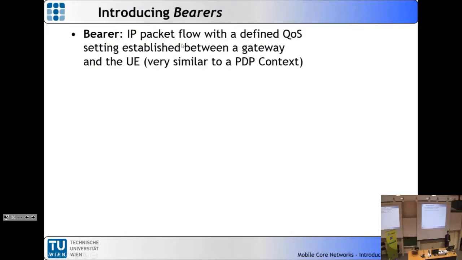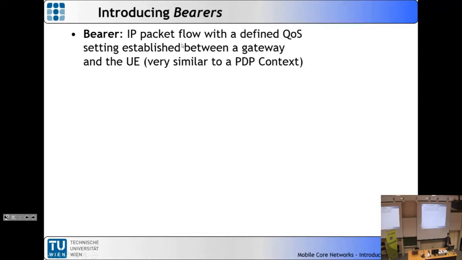Now we have talked a lot about bearers and not so much anymore about PDP context. Well, bearers are actually, and this is just copy-pasted, IP packet flow with a defined quality of service setting established between a gateway and the user equipment. This is how 3GPP sees a bearer. So nothing else than a PDP context from before is now defined as a bearer. Why is it called a bit differently? Well, in UMTS you had a PDP context, and the standard configuration is you had one of them. You could have up to 4 or 8, depending on the configuration, but it was actually not very flexible.